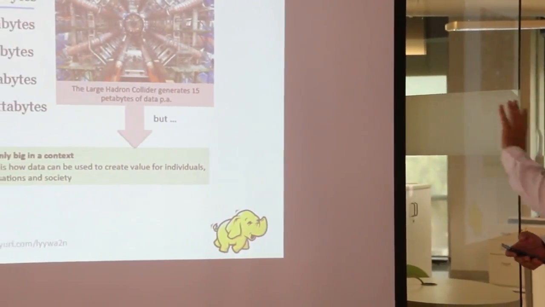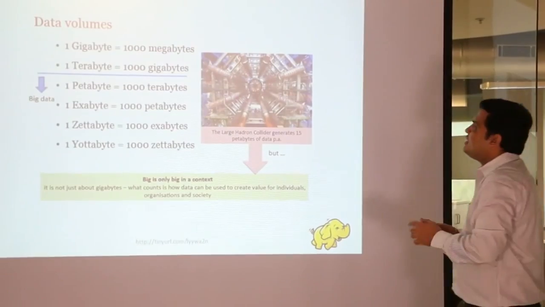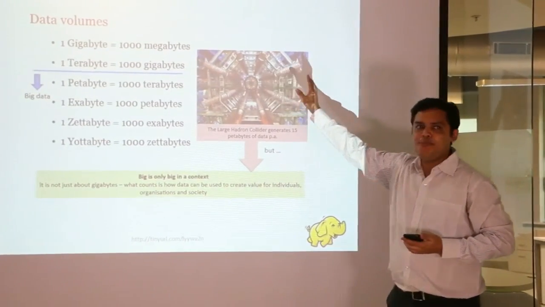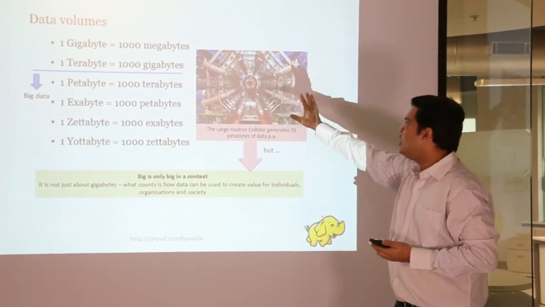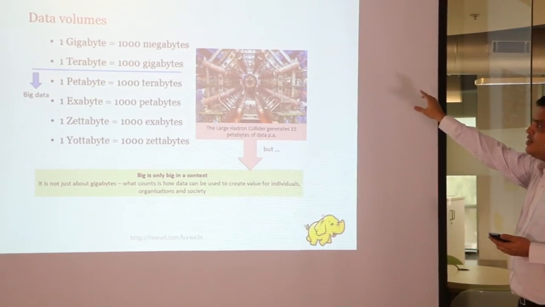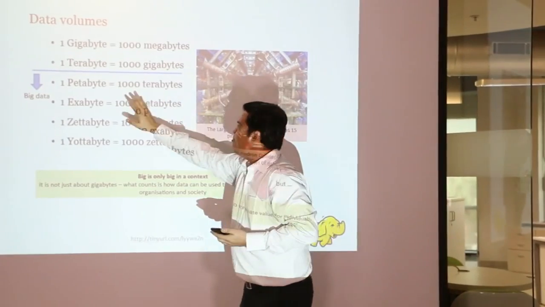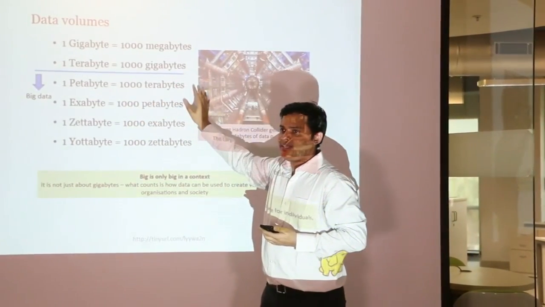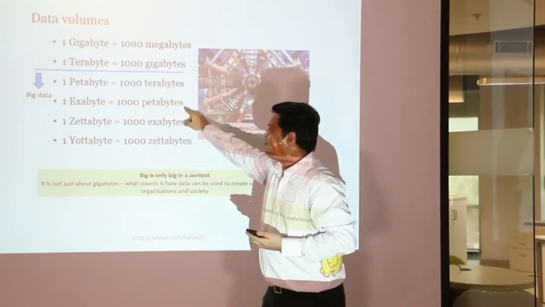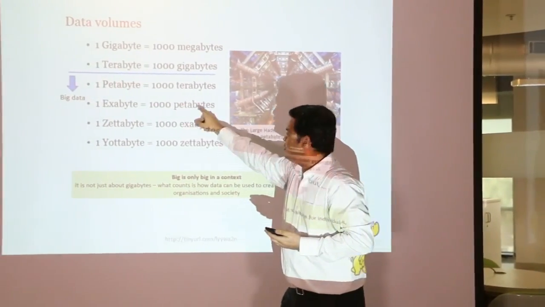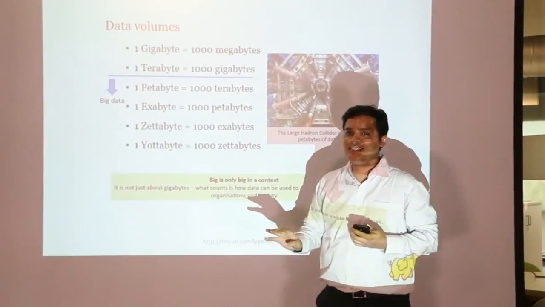So this is just to give you an idea of data volume. 1 GB is 1024 MB, but this is just rounded off, so it's 1000 megabytes. 1 terabyte is 1000 GB, right? 1 petabyte is 1000 terabytes. 1 exabyte is 1000 petabytes, and so on. We have zettabyte and yottabyte.